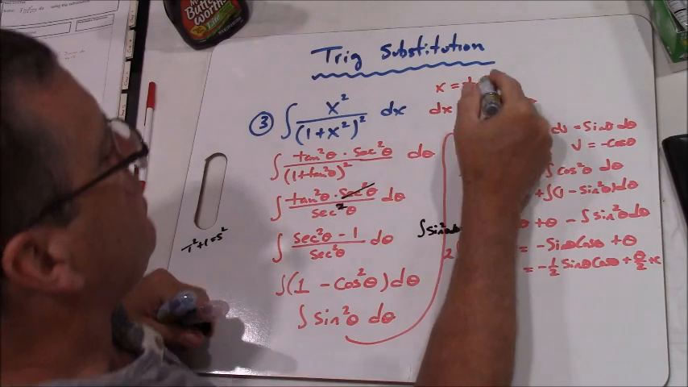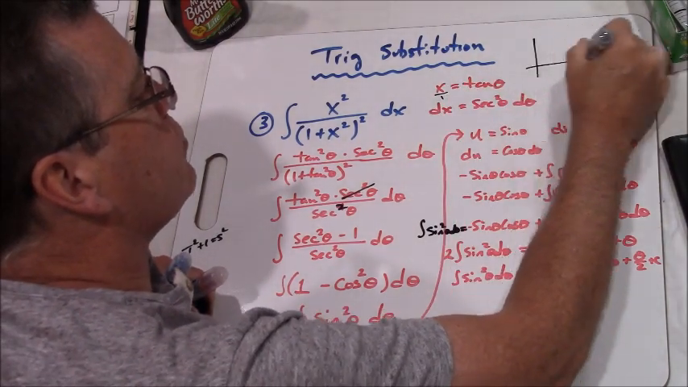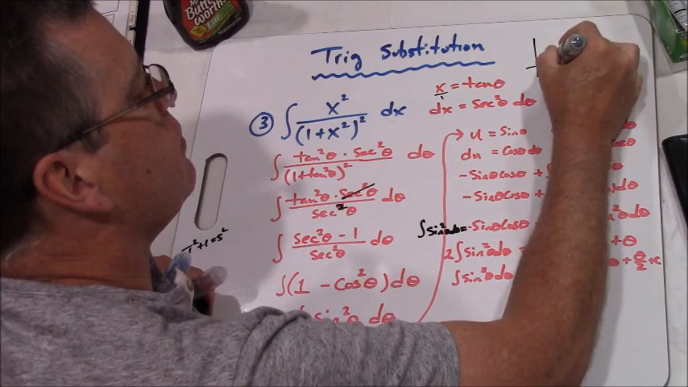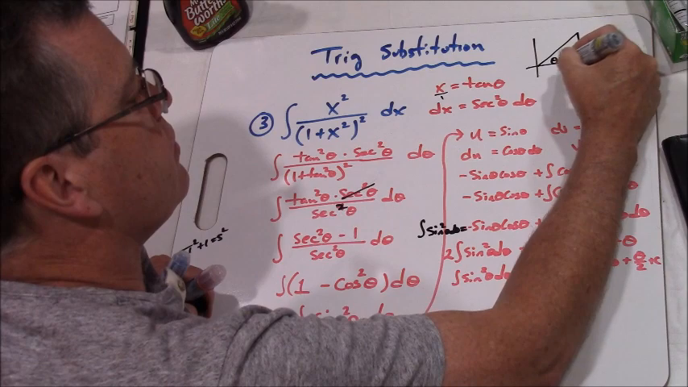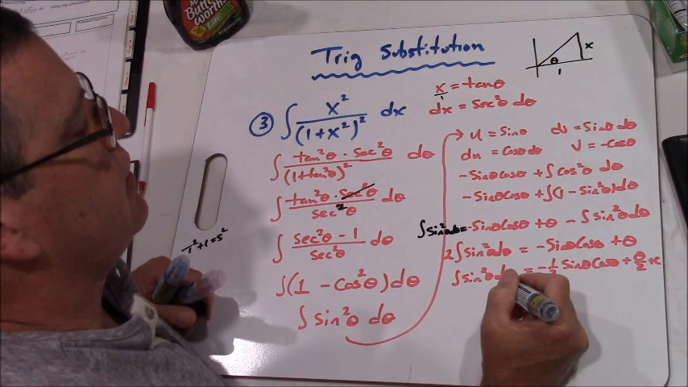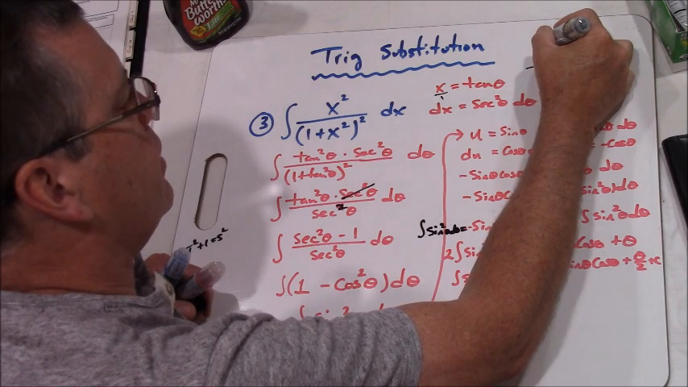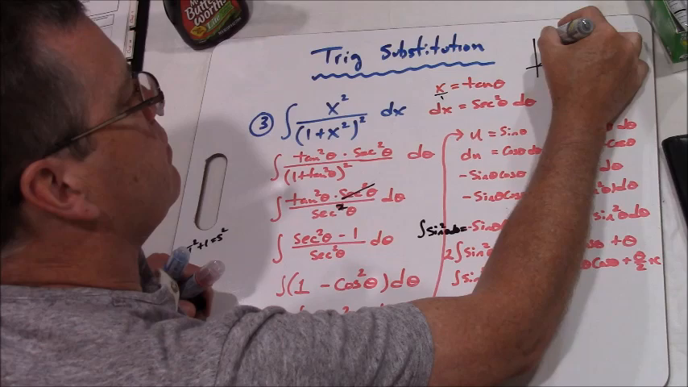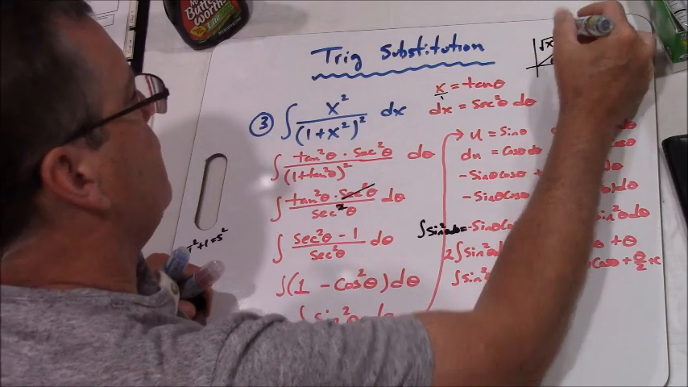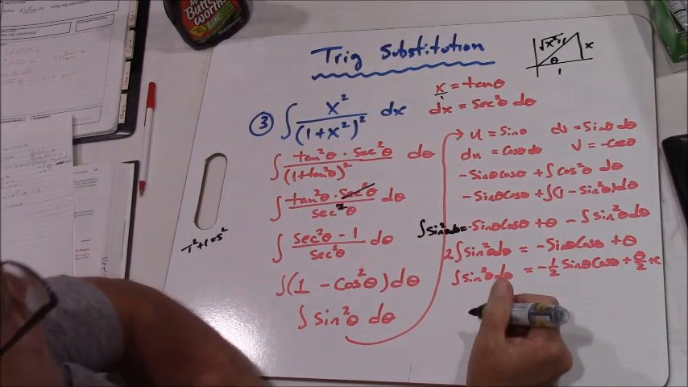So let's see. Tangent theta equals x over 1. So let me just make my triangle right here. Here's theta. Tangent is opposite over adjacent, so x over 1. Therefore, this right here is going to be the square root of this squared plus this squared. So I have the same thing here, just I've got a square root now. I didn't have that originally.